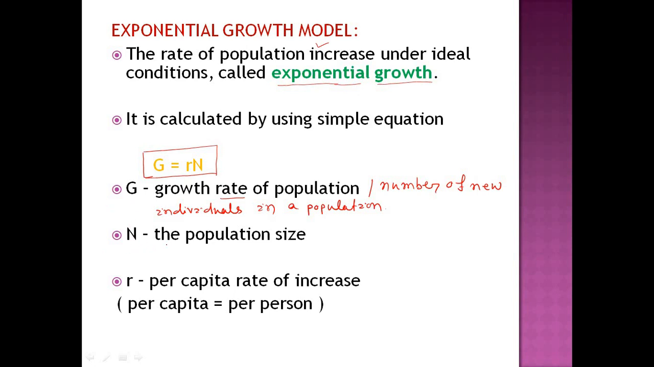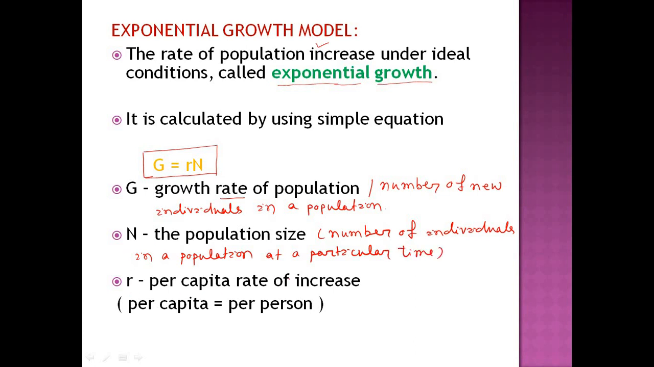Now N, capital N, is the population size. Population size is the number of individuals in the population at a particular time. And r is the per capita rate of increase. Per capita means per individual in the population. How much the species increases after mortality, that is, after the death of certain individuals, under a given total population.